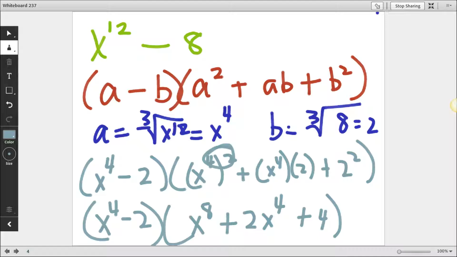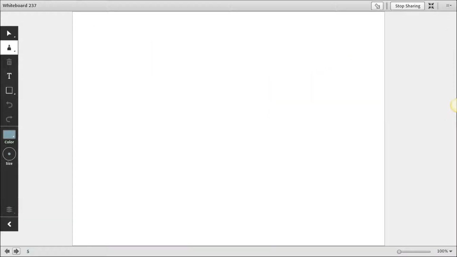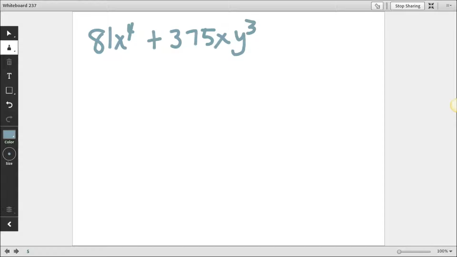All right, so now, on occasion, you're going to have some where you have to factor out something first. So let's take a look at one where you have to factor out a common term first. And this one actually has 2 variables. So we're going to see a couple things that you can see.